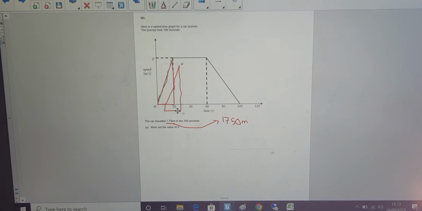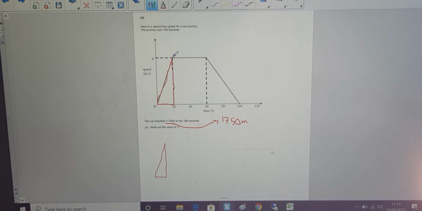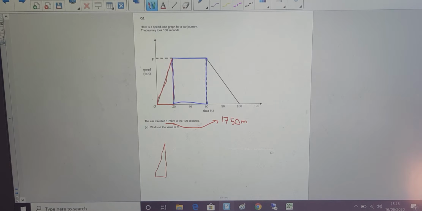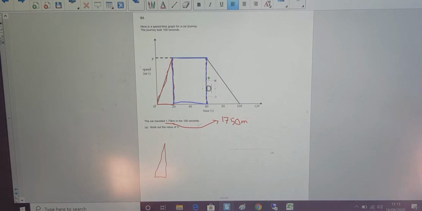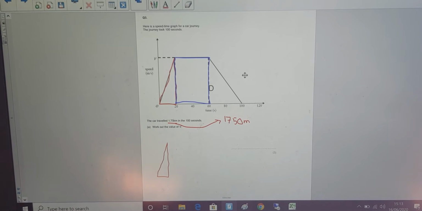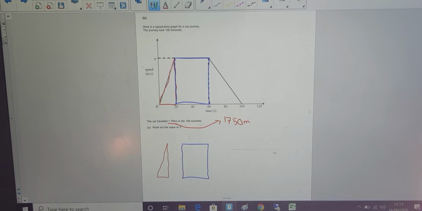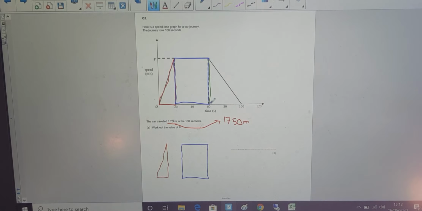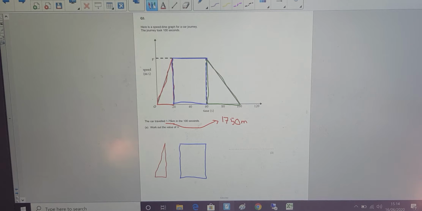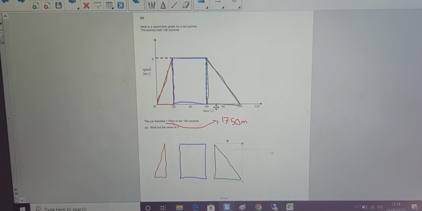The total area is going to be the area of this weird looking triangle that I've drawn. It's going to be the area of this rectangle that I've drawn. Again, not my greatest. And finally, the area of this final triangle on the end. Right, hopefully I've got some values.